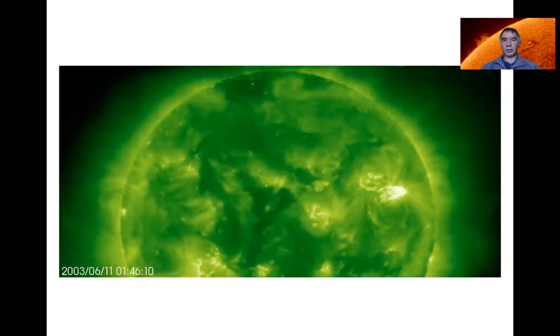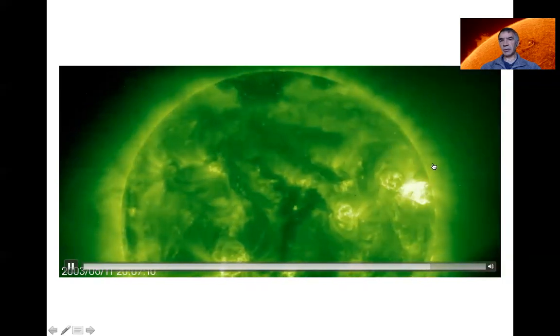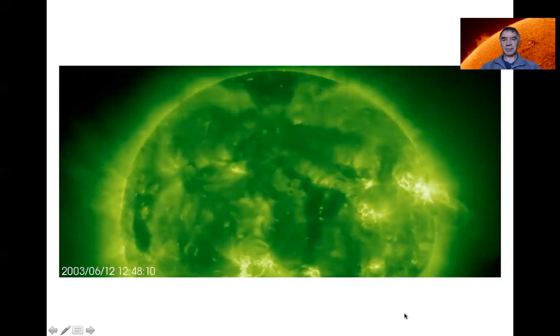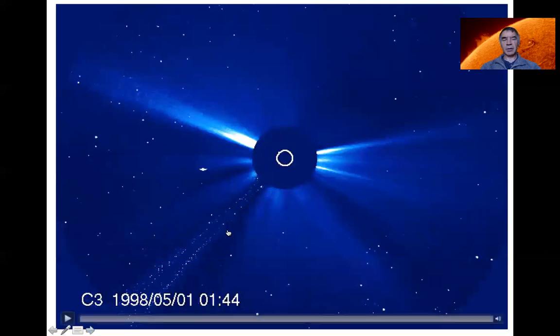And these structures are enormous, right? So each of these loops, you could fit the Earth quite easily just in one of those loops. So these are big, powerful events. So that's what's going on, right down close to the surface of the sun. In the last movie here, I'll just explain what's going on. We're sort of taking a step back.